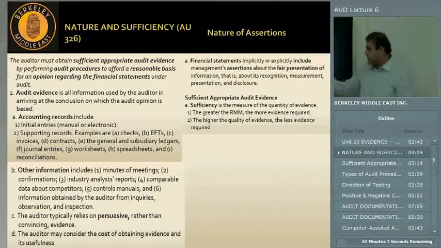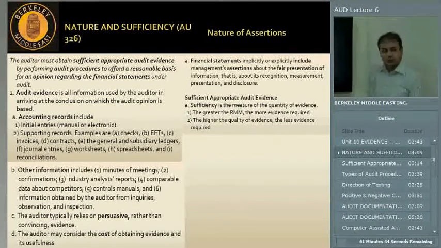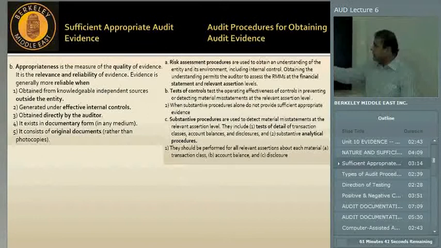What is sufficiency? Sufficiency is the measure of quantity of evidence. The greater the risk of material misstatements, the more evidence will be required. If you have more fear about the reliability of the information, surely you need a lot of evidence, and it will support your sufficient audit.